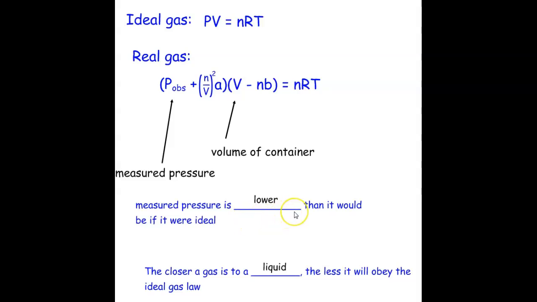Measured pressure is too low. Measured volume is too high. And it happens when the gas is closer to a liquid, as the molecules are forced closer and closer together or have more and more intermolecular attractions. And we're going to talk about those intermolecular attractions in great detail over the next couple of weeks.